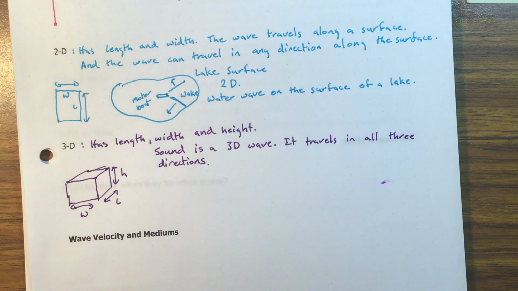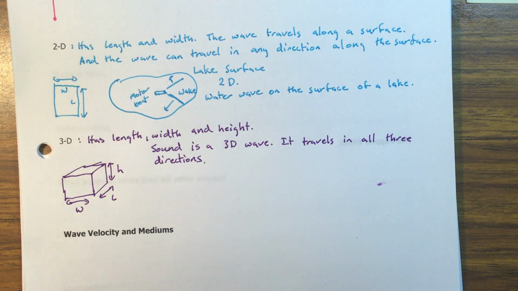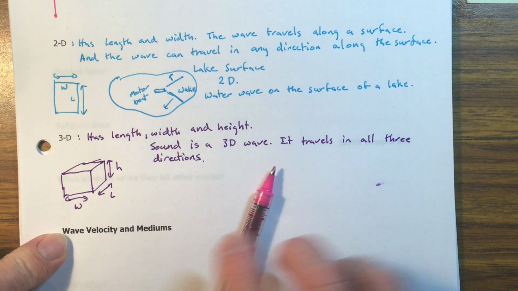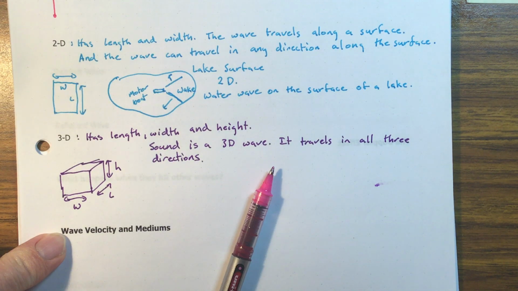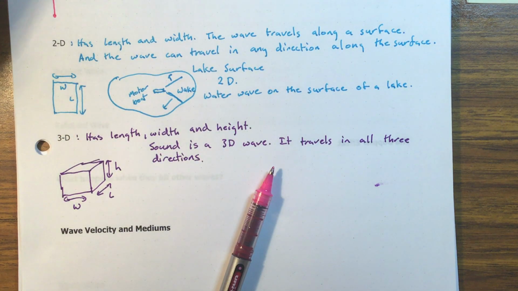All right, now, before we get on, because we have a couple topics, we need to define kind of what a sound wave is. And we'll do that right before we talk about wave velocity and mediums. All right, so let's go back to our one drawing that we had.